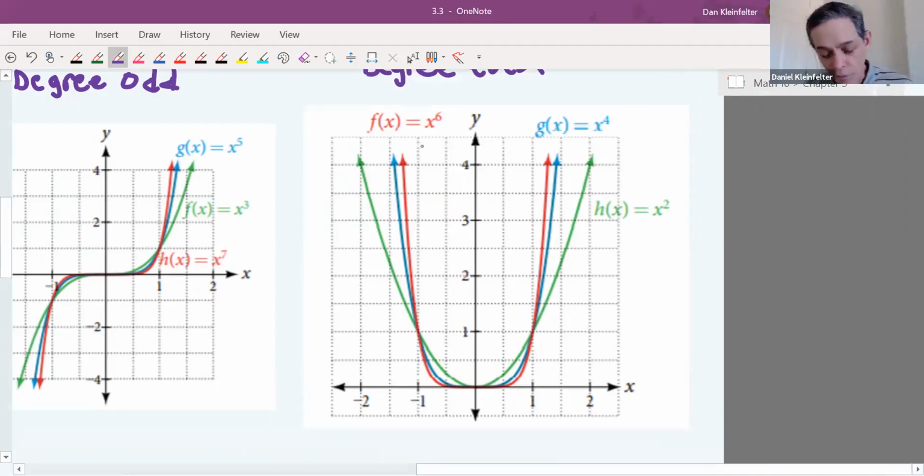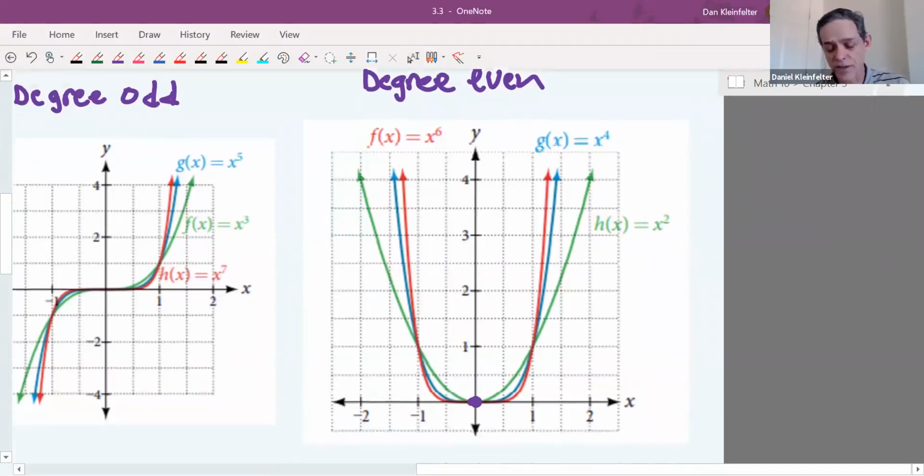So for one thing, you'll notice that all of the graphs pass through the origin. And the reason for that is that if you raise 0 to a positive power, you're always going to get 0. So if you pass 0 to one of these functions, you always get 0 for an output. The other thing to note is that each of these functions is an even function. You remember from an earlier section we talked about even functions. These have degree that's even too.